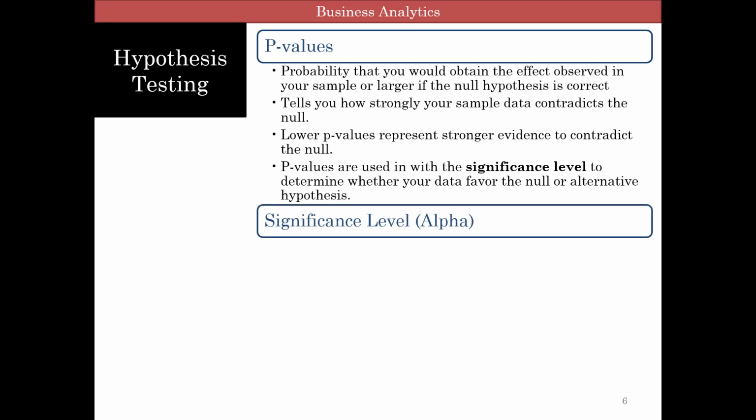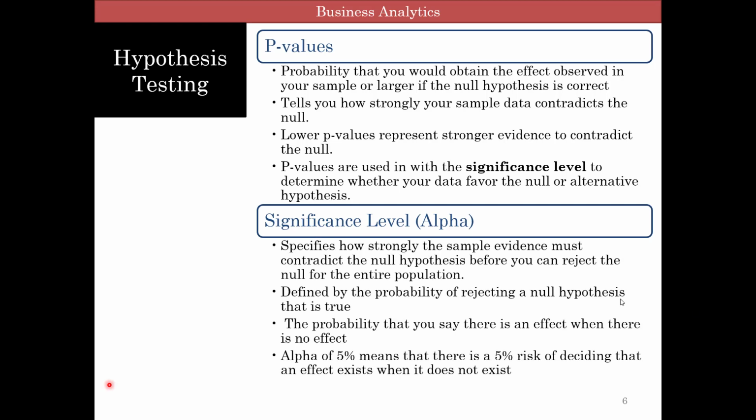So significance level, or alpha, specifies how strongly the sample must contradict the null hypothesis before you can reject the null for the entire population. It is defined as the probability of rejecting a null hypothesis that is true. So the probability that you say there is an effect when there is no effect. For example, a significance level of 5%, or alpha of 5%, means that there is a 5% risk of deciding that an effect exists when it does not exist.